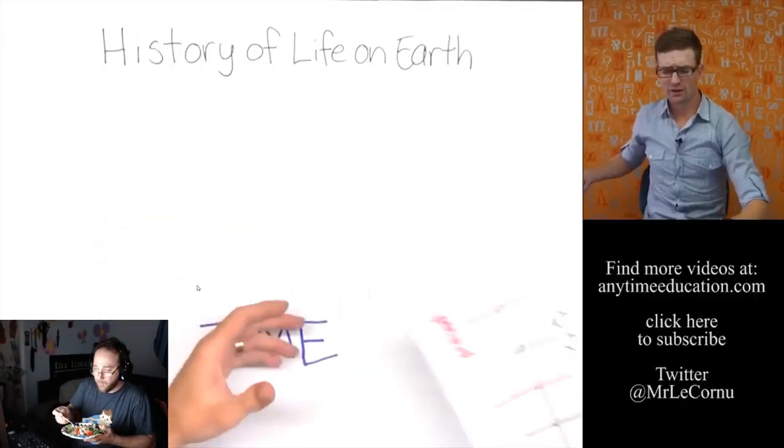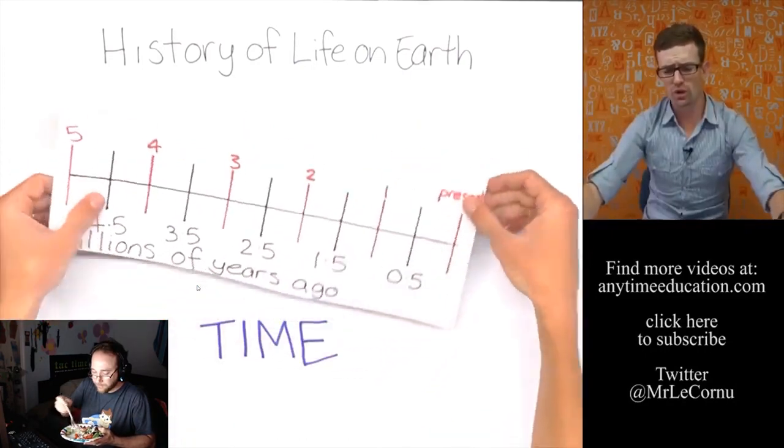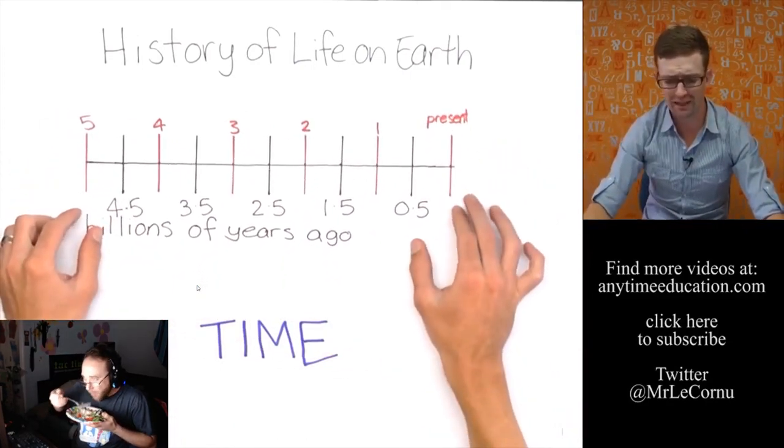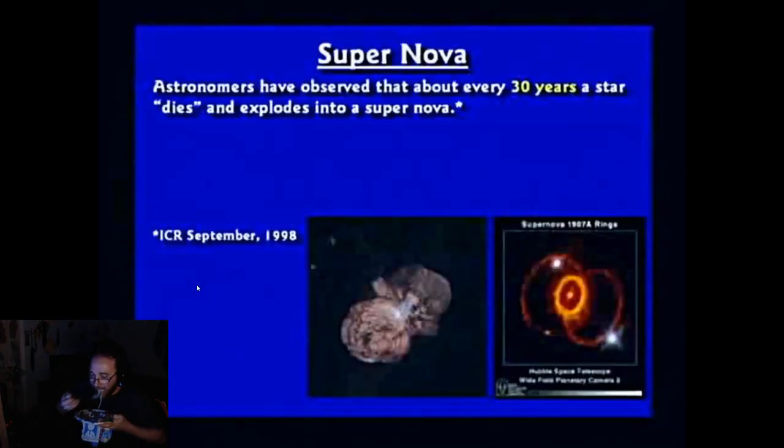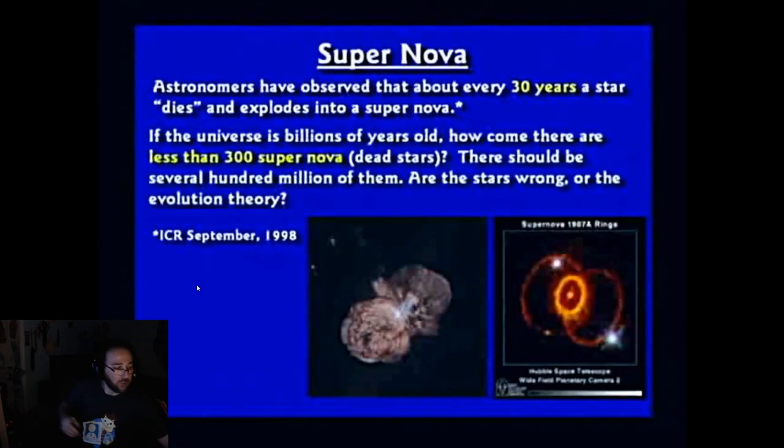The Earth is over 4.5 billion years old. If the universe is billions of years old, why are there less than 300 supernova rings ever discovered?